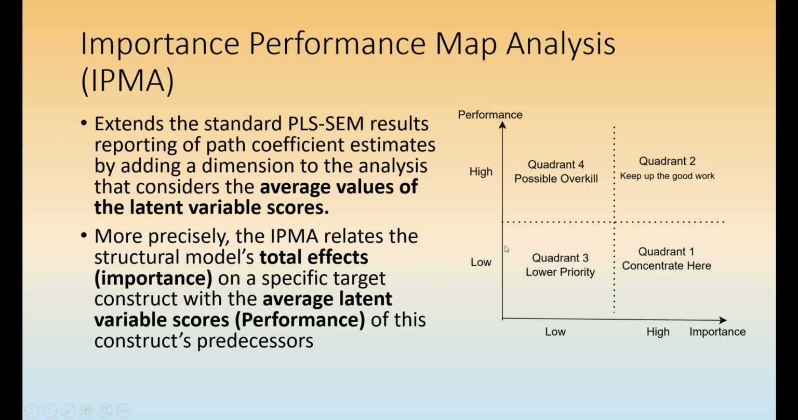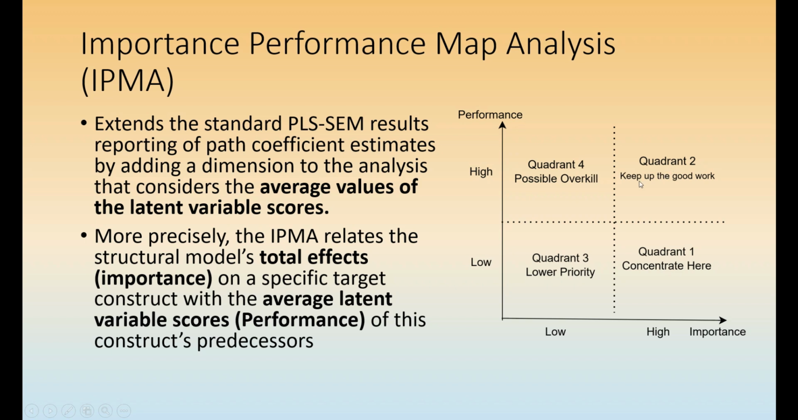As we can see from the graph, we can have a high importance and low importance, and we can have a low performance and a high performance, which can be divided into four quadrants. If there is a construct which is of high importance for the target variable or the outcome variable, but the performance is low, then we can say that the managers or the organization needs to concentrate on that particular construct because it is of high importance, but currently the performance is low.